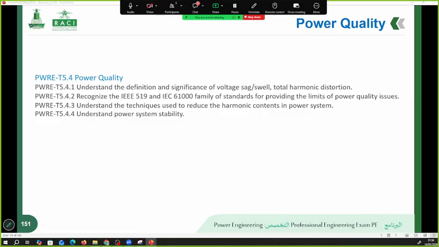Okay, first let me outline the learning objectives of this module regarding power quality. These include understanding the definition and significance of voltage sags and swells, total harmonic distortion, and understanding the techniques used in power system stability.